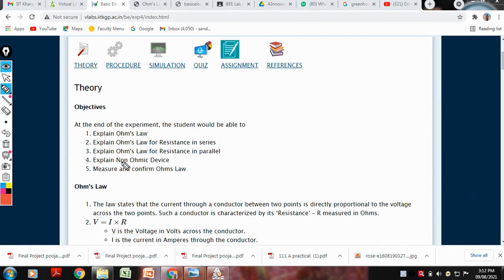Then a non-ohmic device is measured and Ohm's law is confirmed. These are the 5 experiments that will be conducted in Ohm's law.